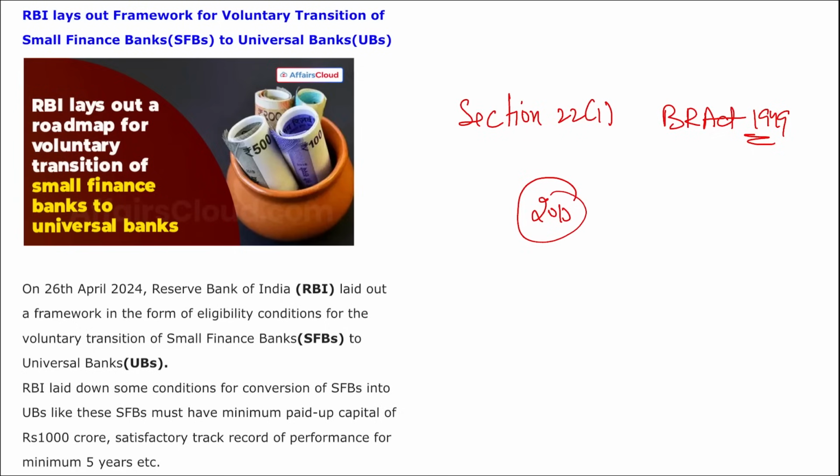Apart from this, remember, I repeat, RBI has laid out the framework for the eligibility and the conditions for which these small finance banks can voluntarily transition into universal banks. If we talk about small finance banks, these are the financial institutions that will provide financial services to the underserved and unbanked regions of the country. They were established under the Companies Act of 2013 and governed by the provisions of the RBI Act of 1934 and the Banking Regulation Act of 1949.